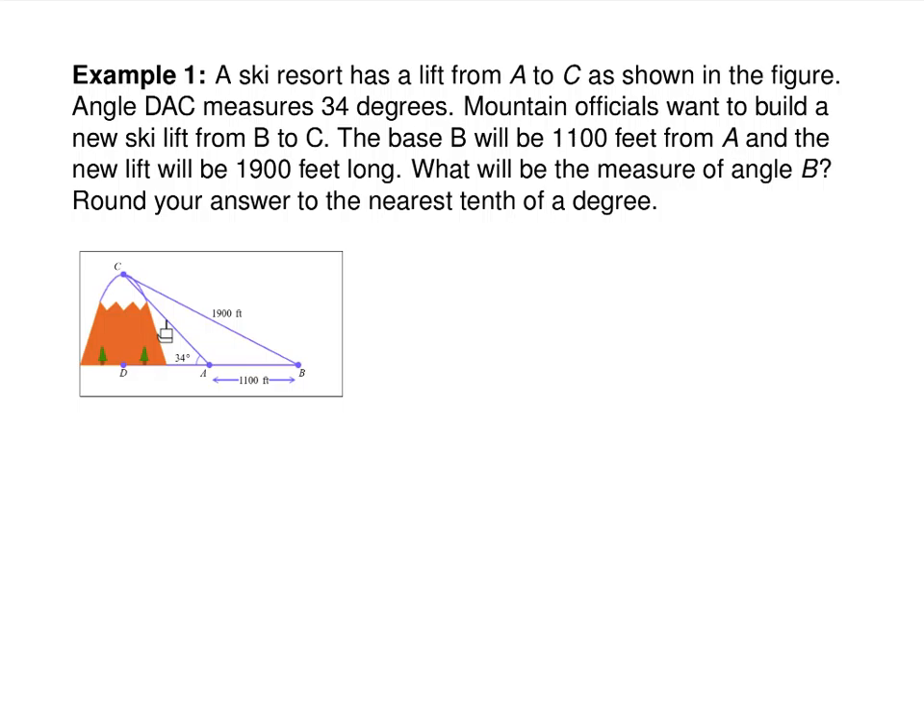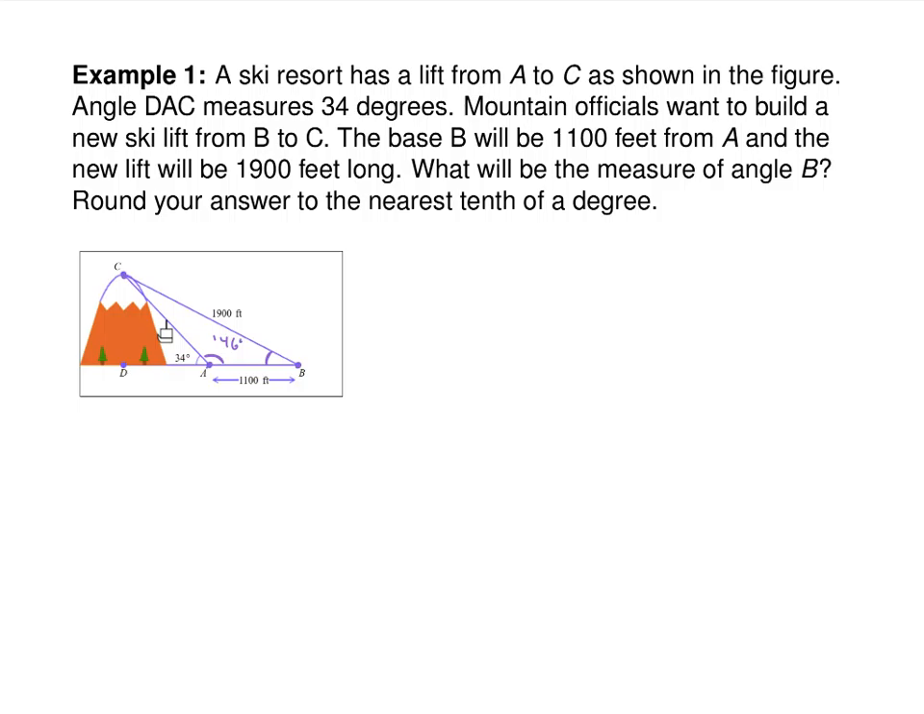So they want to make a lift. They have a lift from A to C, and they decided it's too steep. So they want to make a lift from this point B to that point C. And they know it's going to be 1,100 feet from A to B. What they want to find out is the measure of this angle. Can you figure out this angle in this triangle? Yes, that will be 180 minus 34. So what is that? 146. Okay, spectacular.